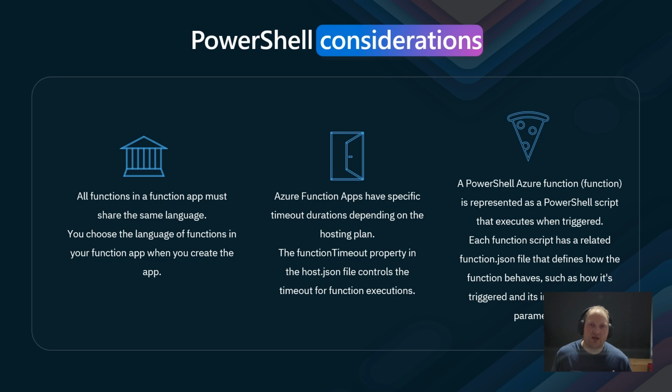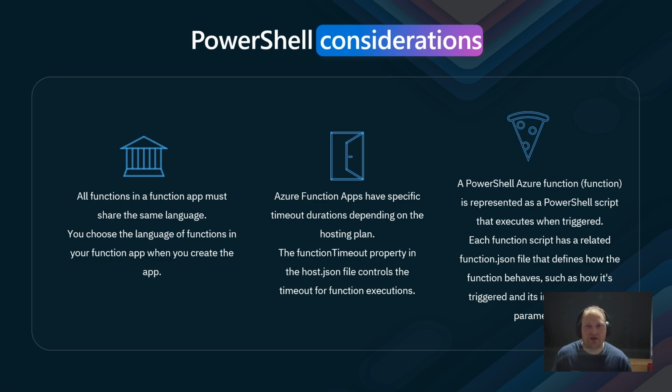So there's a difference between the function runtime and the PowerShell version it supports as well. When I'm talking about version 4 point something, I can't remember the exact minor version number at the moment, but that's the latest function runtime. The PowerShell runtime version is 7.2, and as of the date of this recording, 7.4 is now generally available as well. So there are differences between the function runtime version and the PowerShell runtime version.